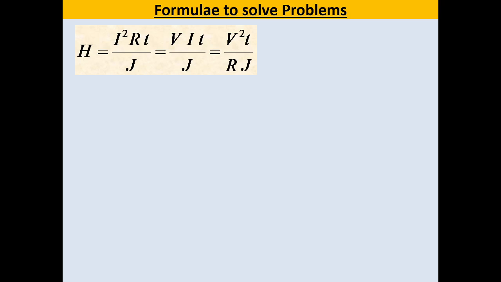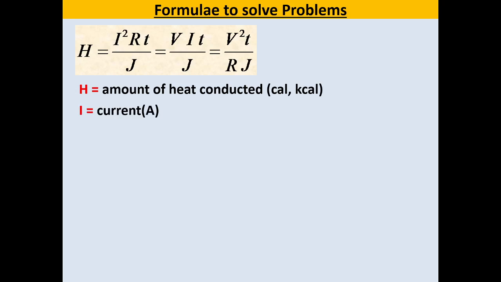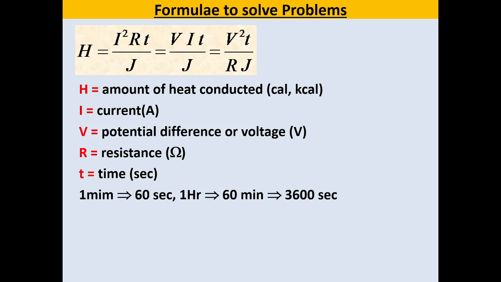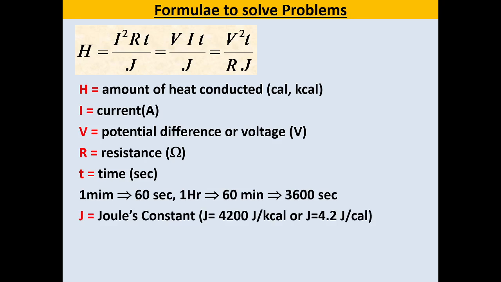Now whenever we have to solve problems, we have certain formulas here. We have capital H is equal to I square RT upon J, or VIT upon J, or V square T upon RJ, where H is the amount of heat conducted. It may be in calorie or kilocalorie depending upon the value of Joule's constant. Capital I is current in ampere, V is potential difference or voltage in volt, R is resistance in ohm, and T is time taken in second. If it is given in minutes or hours, we have to convert it to seconds. Capital J is Joule's constant. Its value can be taken as 4200 Joule per kilocalorie, or it may be taken as 4.2 Joule per calorie.